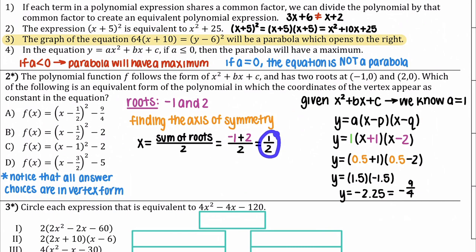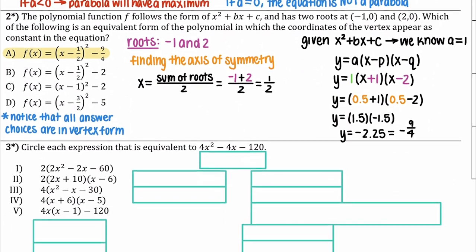And so with that, once we know the axis of symmetry and the y value of the vertex, that gives us our final answer, which is choice A. Yay. Okay, let's look at number 3.